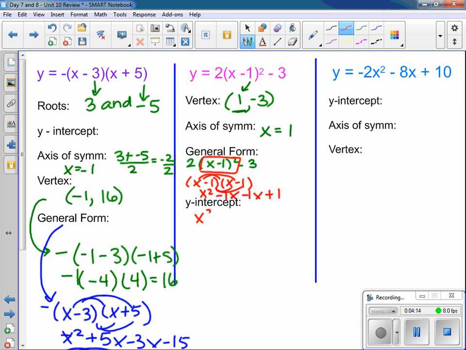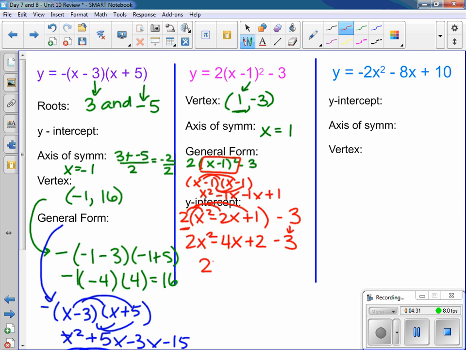So you get x squared minus 2x plus 1. And then I still have a 2 outside, and I still have this minus 3. The next step you want to do is distribute this 2. So you get 2x squared minus 4x plus 2. And I still have to deal with that negative 3.